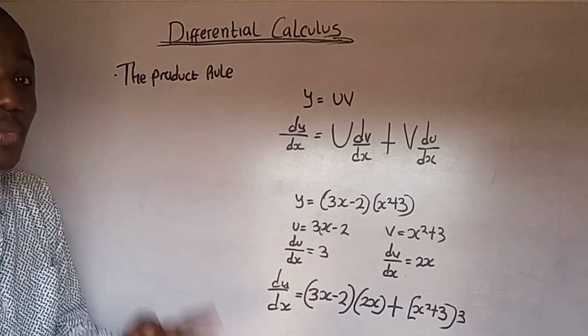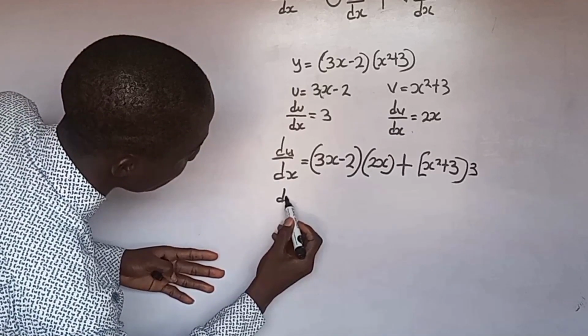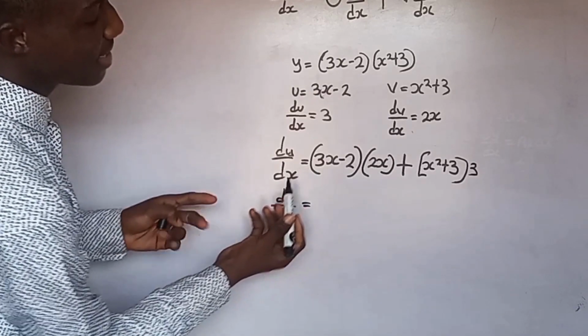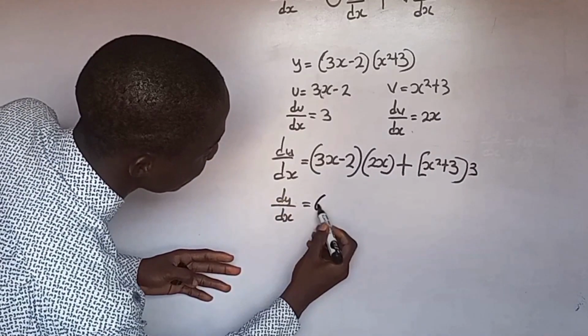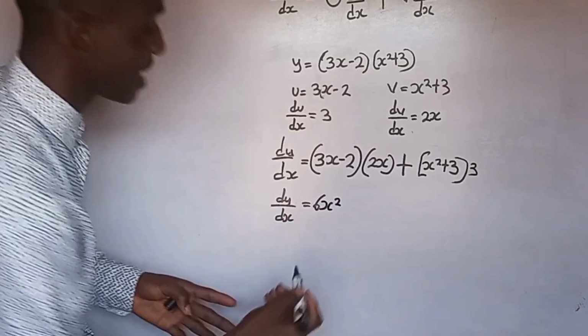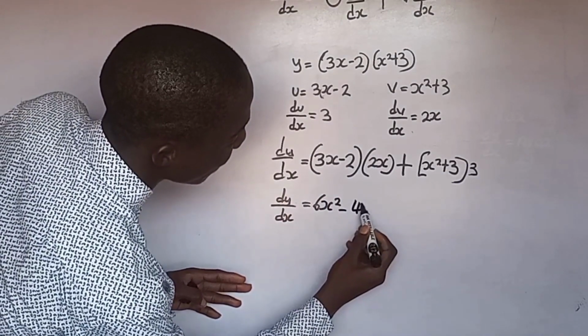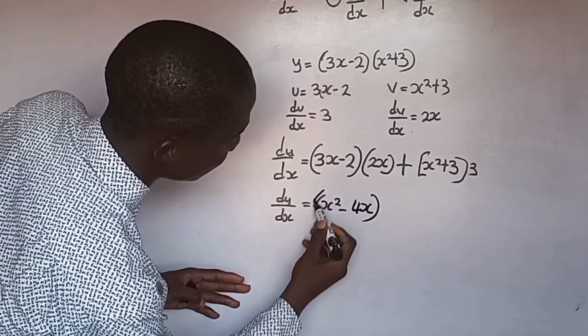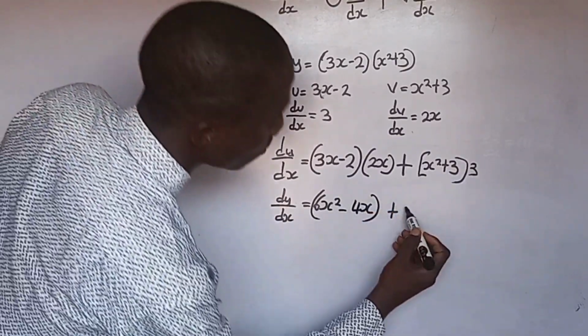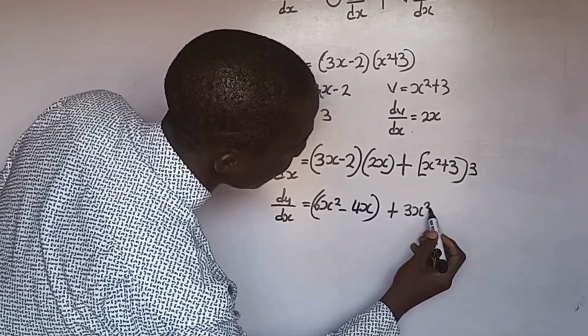The next one is to open the bracket. So I'm going to have dy over dx is equals to 2x multiplied by 3x. I'm going to have 6x squared, minus 2 multiplied by 2x, that is minus 4x, plus 3 multiplied by x squared, so that is 3x squared.